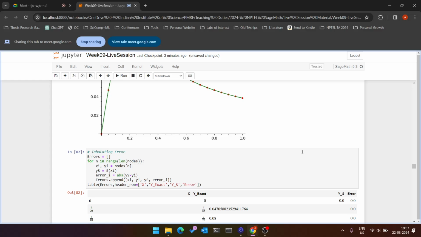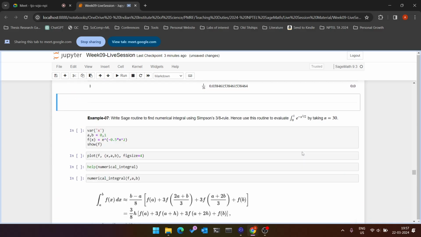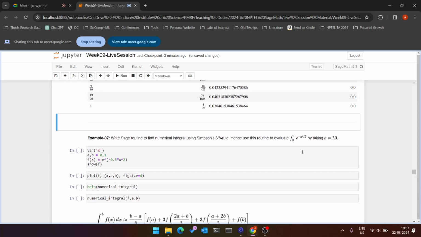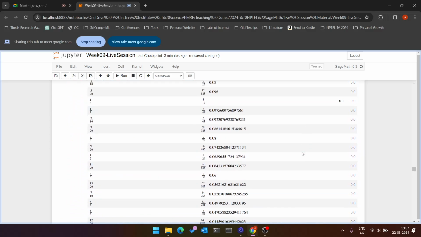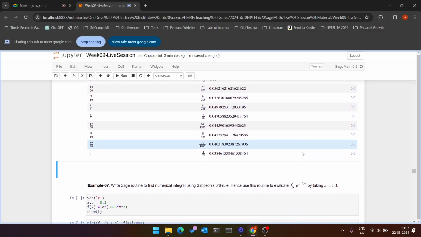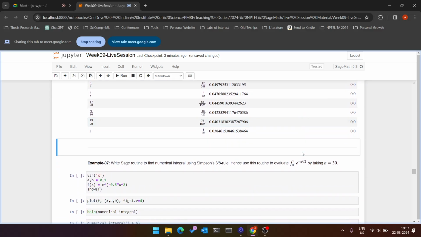So this completes this particular example. So we have also covered the interpolation part of this week's lecture. Any doubts so far? It seems this is also clear.